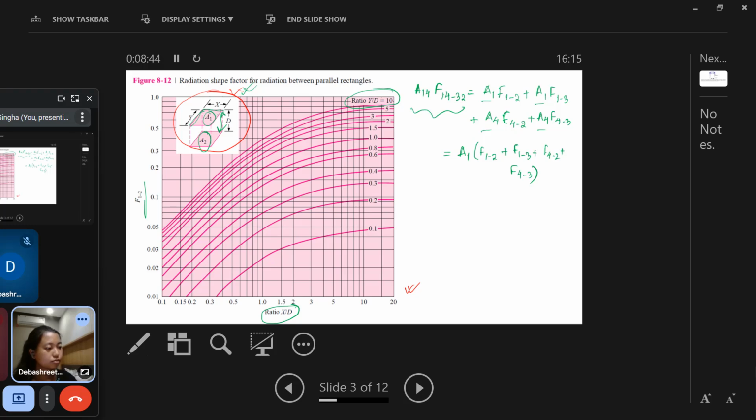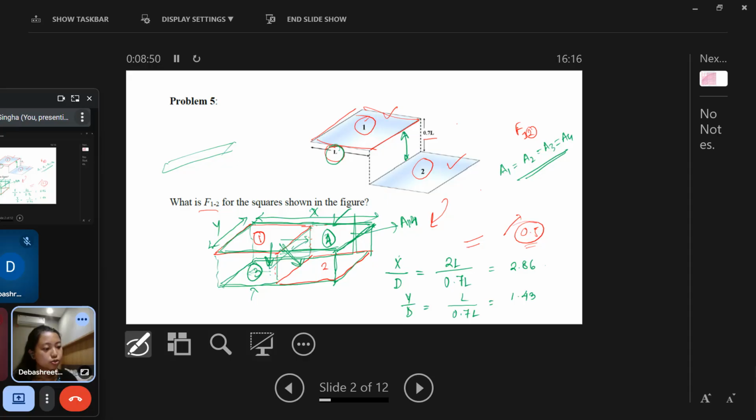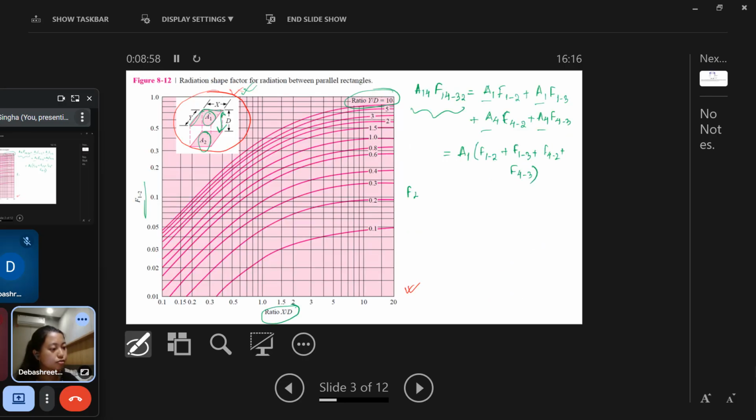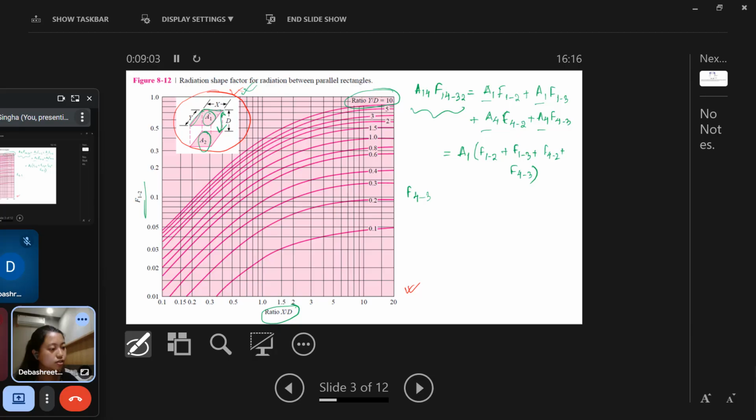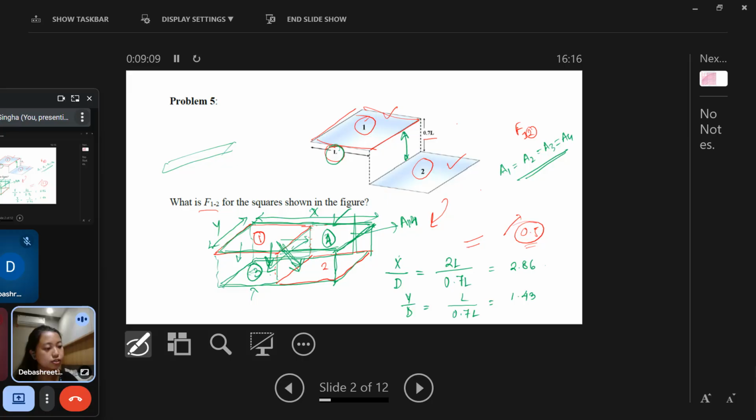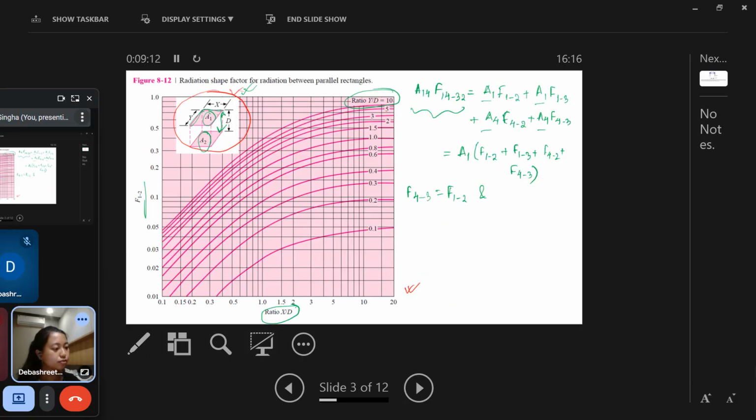Now how 4 is looking at 3 and how 1 is looking at 2, they are the same. So we can write F3 is equal to F12. And also 1 and 3, 4 and 2, these are also the same. F1 is equal to F4. So instead of F43, we can write F12, and instead of F42, we can write F13.